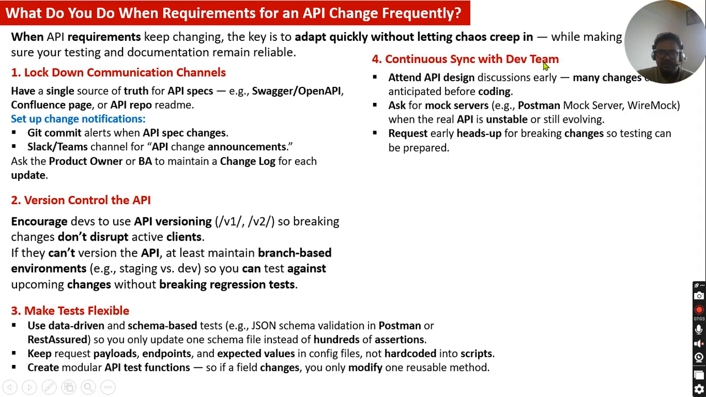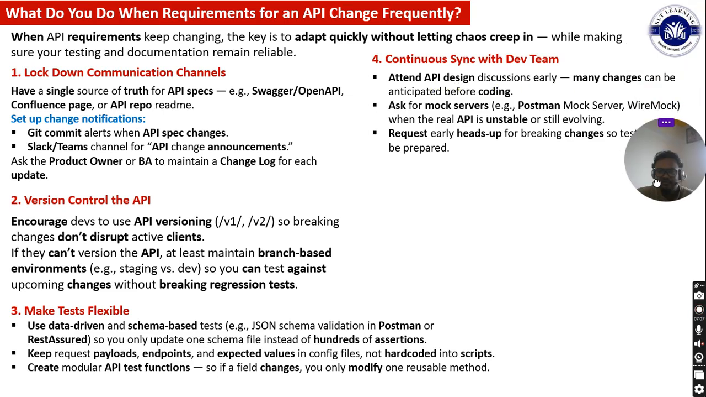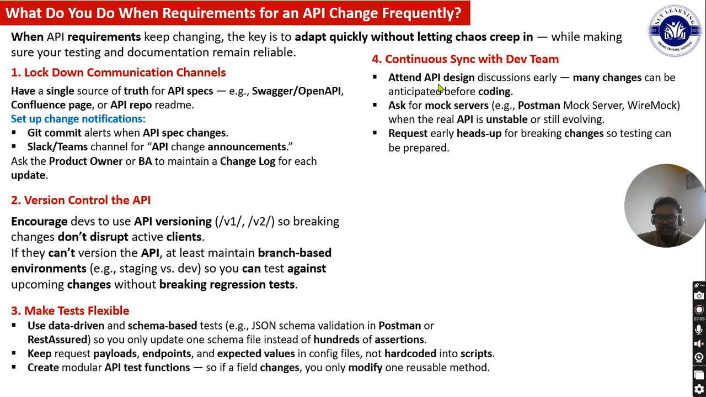Continuous sync with the development team. Attend API design discussion early. Okay, if you are working on API testing, then attend the API design related discussion. If any changes are there, just note them down before the actual coding starts. Ask for the mock server like Postman mock server or WireMock. Most of the time we use Postman mock server when the API is unstable or still evolving.